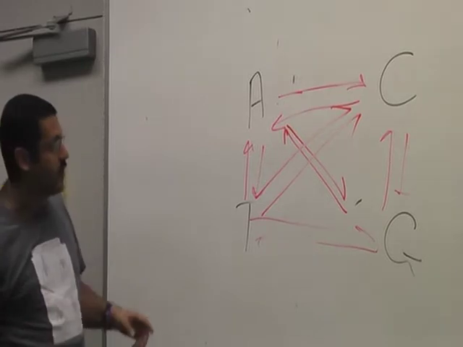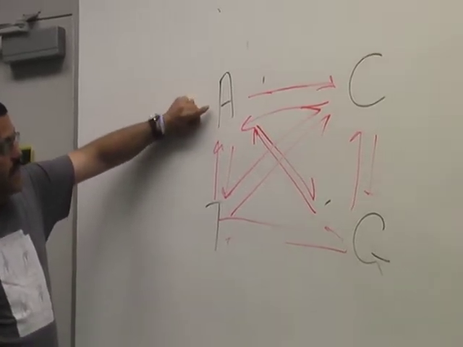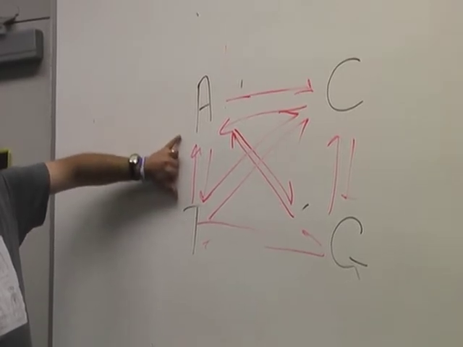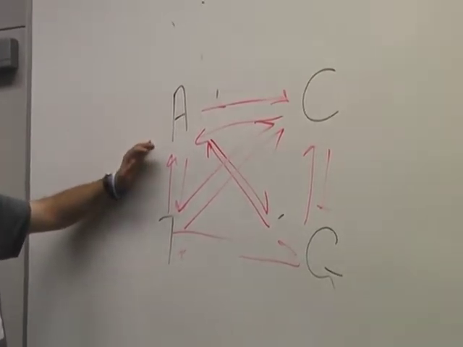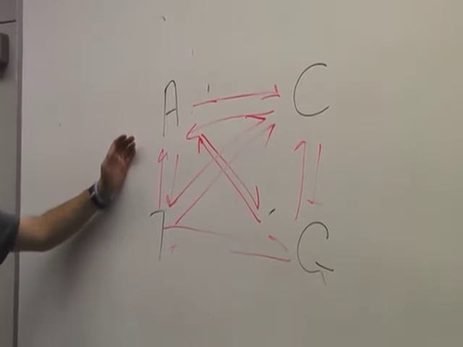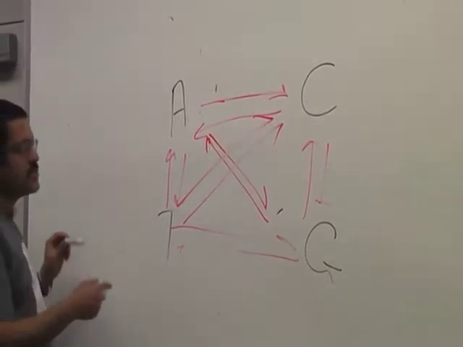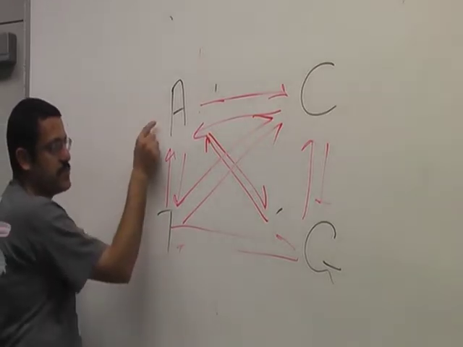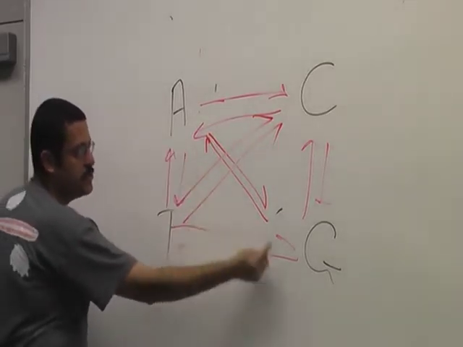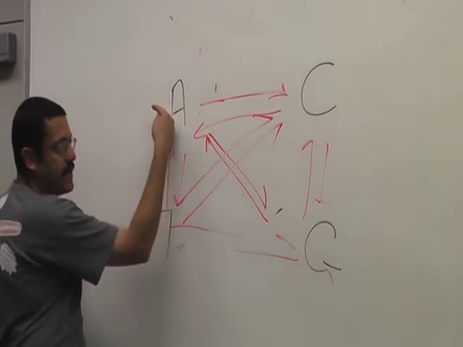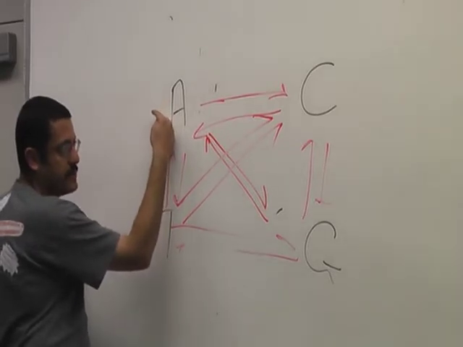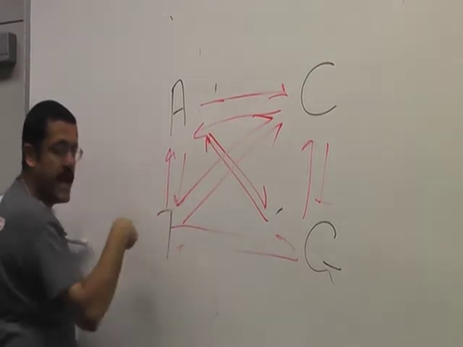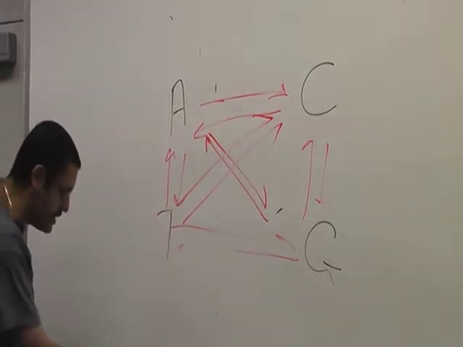How many transition arrows? We're counting transitions. So transitions would be A to T, true or false? False, right? That's a transversion. Transition is when you go from a purine to another purine. So A to G is a transition, and back. C to T and back. That's it, 4. The rest, the 8, are what? Transversions.